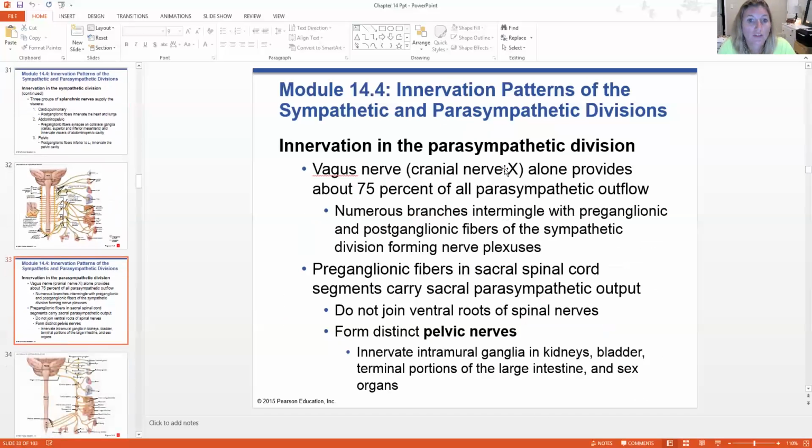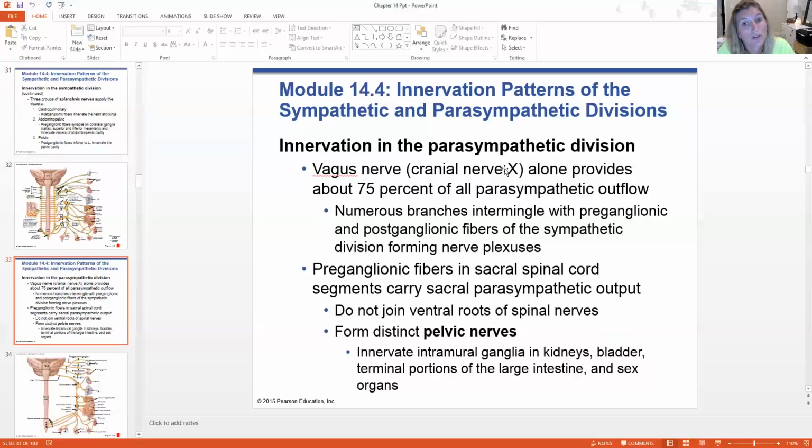And then you also have the parasympathetic innervation, most of which is coming from the vagus nerve. 75% of all the parasympathetic output is coming from the vagus nerve, cranial nerve 10. Lots of branches going through the thoracic and abdominopelvic cavities. The preganglionic fibers in the sacral spinal cord segments carry the sacral parasympathetic output.